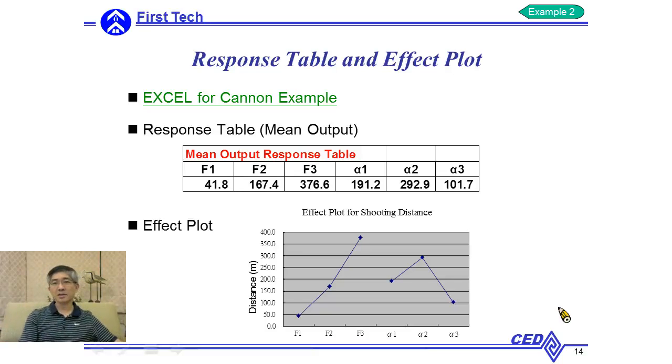We can try that in class to see if we can come up with the response table for this kind of example. This is the value I have for factor F and factor alpha. We can use a graphic method to illustrate the response table, which is called the effect plot, and this is the corresponding effect plot for this example. By looking at this effect plot, we can understand the influence of the propelling force on the shooting distance. When F increases, the shooting distance increases. This is very reasonable and consistent with our understanding. For the angle alpha, as you can see, this is a nonlinear case. When alpha is set at alpha 2, the shooting distance is the longest.